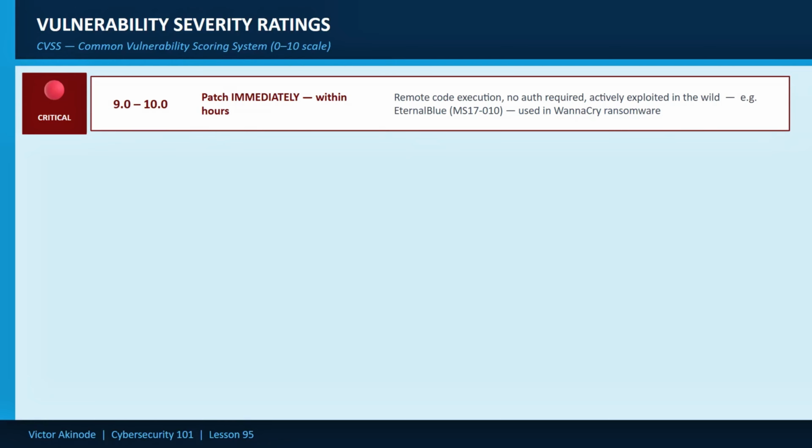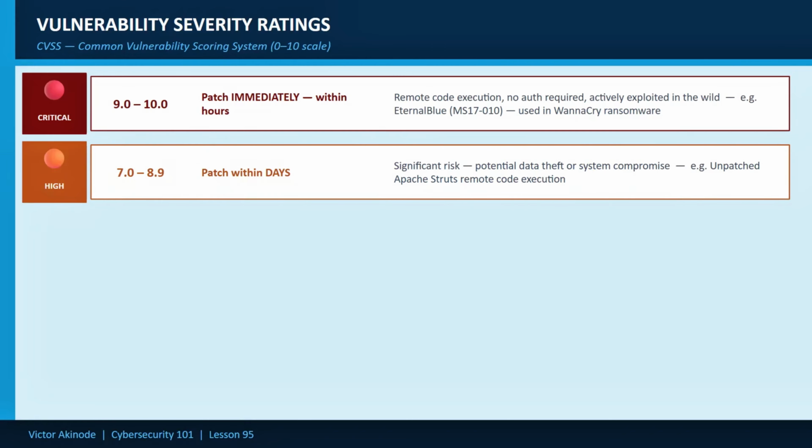They require no authentication and anyone can exploit them. Many are actively exploited in the wild right now. Action required is patching immediately, even within hours. A famous example of this is EternalBlue, which has CVE-2017-0144, which powered the WannaCry ransomware.